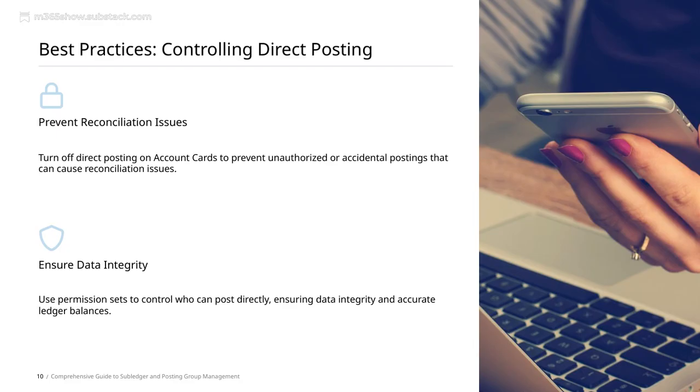It's essential to use permission sets to manage who has the ability to post directly. This helps us maintain data integrity and ensures our ledger balances are accurate. By controlling access, we reduce the risk of errors or unauthorized entries that could compromise our financial data. Next, we want to make sure that direct posting is turned off on account cards. Doing this prevents anyone from making accidental or unauthorized postings that could lead to reconciliation issues down the line. Essentially, by limiting who can post directly, we're creating a safer, more reliable environment for our financial data.